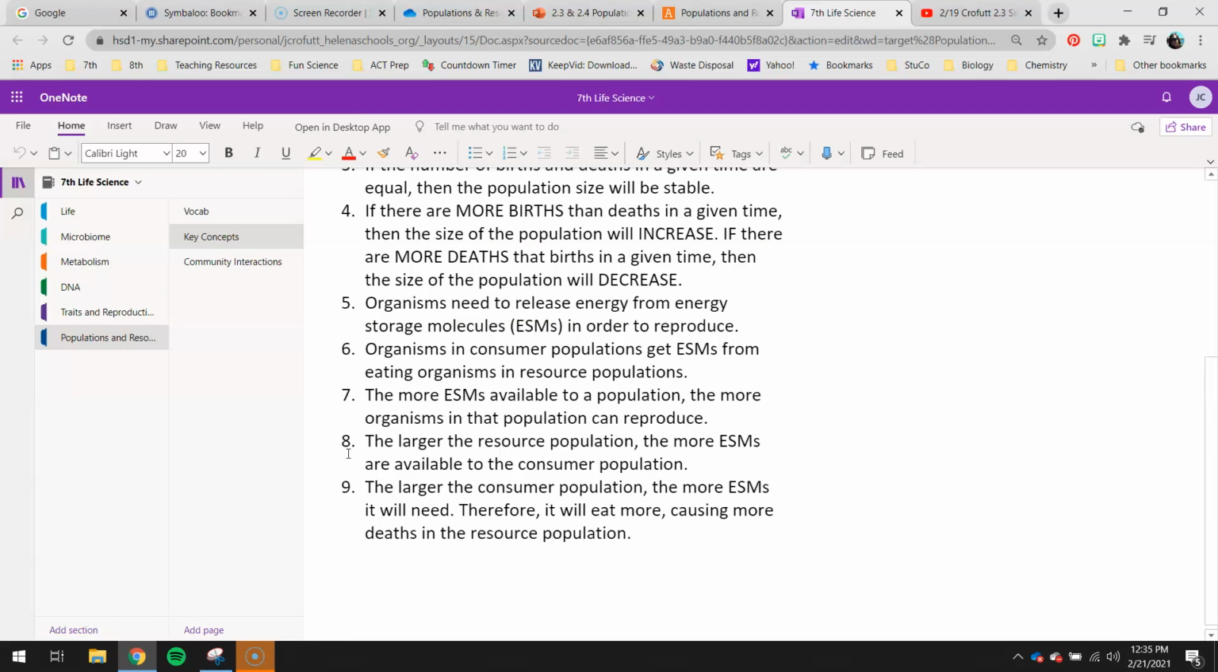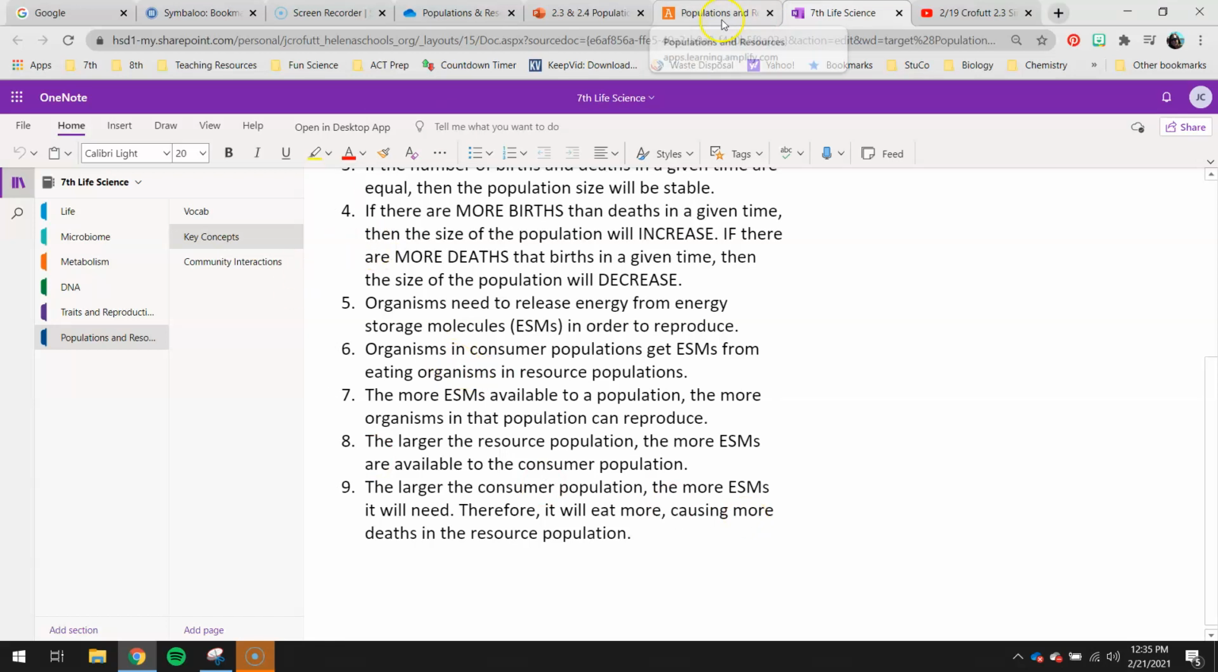And then key concept number 9, the larger the consumer population, so those are the ones doing the eating, the more energy storage molecules it will need. So obviously more organisms need more food. Therefore, it will eat more, causing more deaths in a resource population.